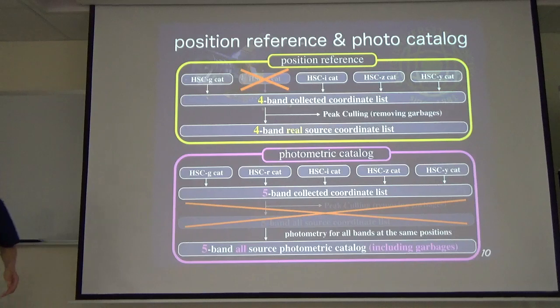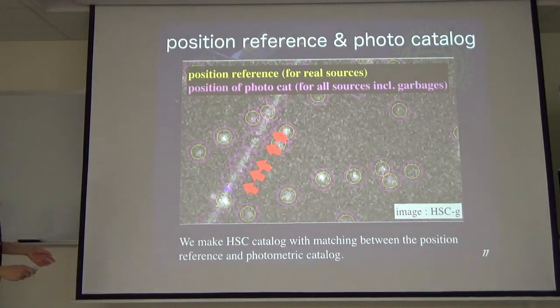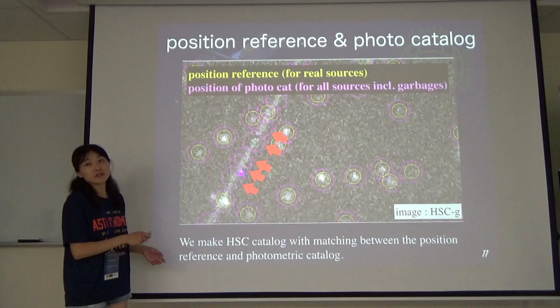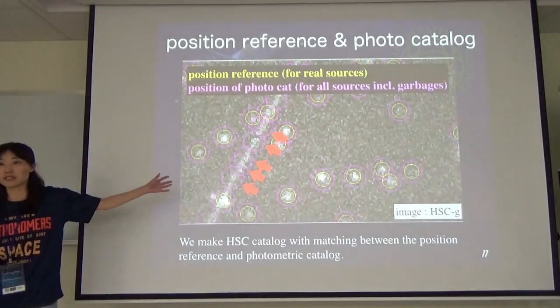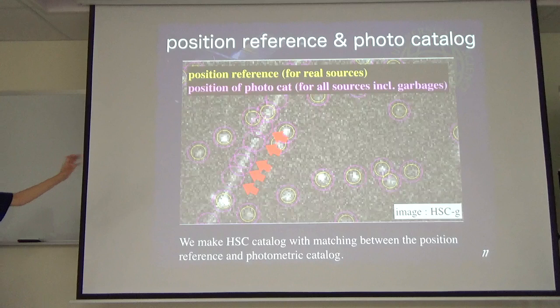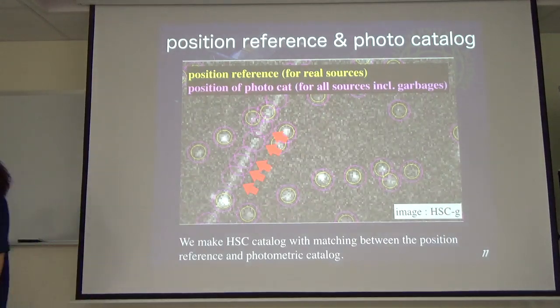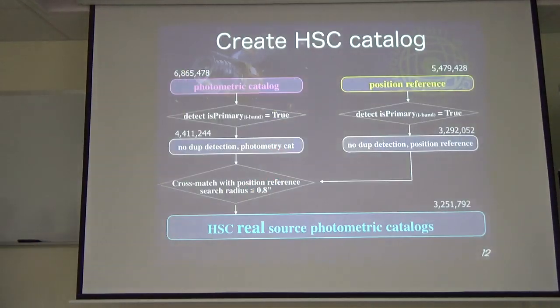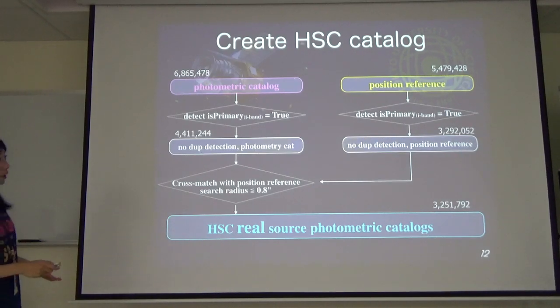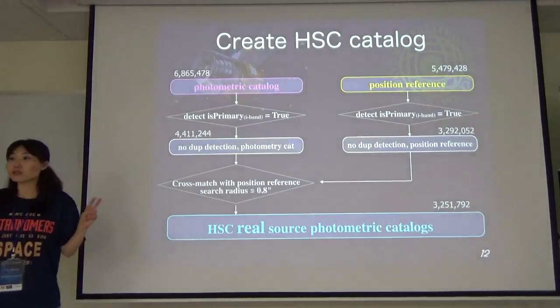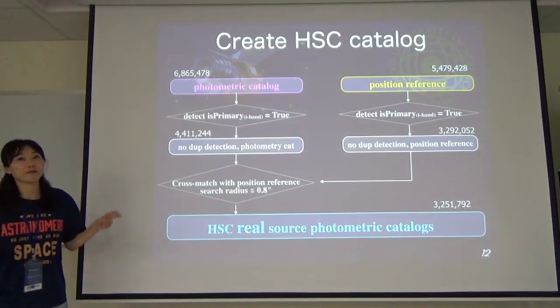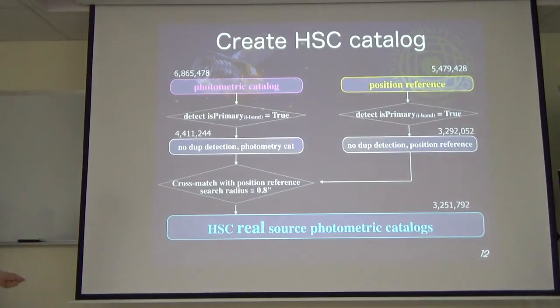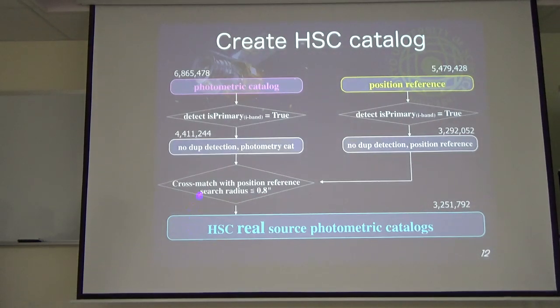For example, this. I don't think these are real sources, but we include those sources in the photometric catalog and measure the position flags. Okay, and then we combine the two catalogs. One knows only the real sources' positions, and the other one knows the 5-band photometry. Then we create the final new HSC catalog, which knows real sources with 5-band photometry. Okay?